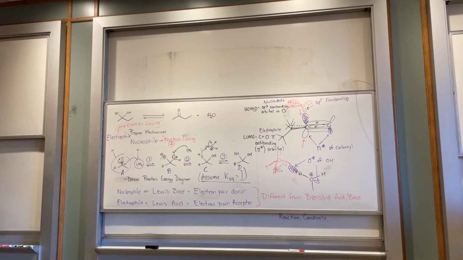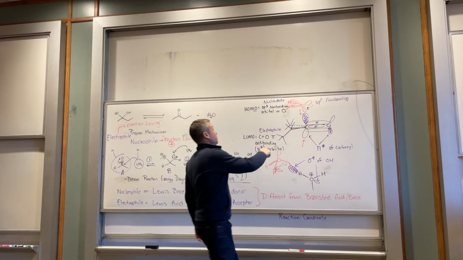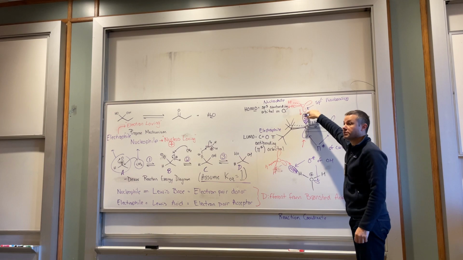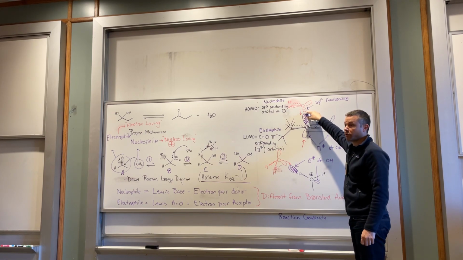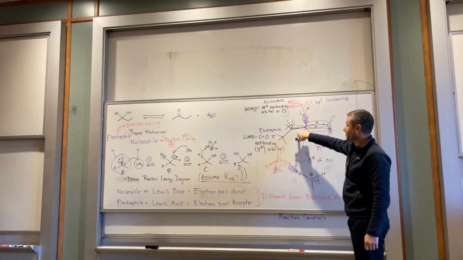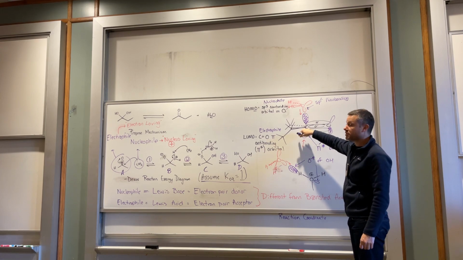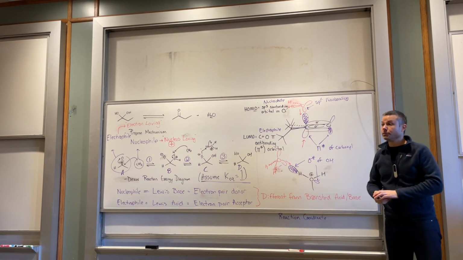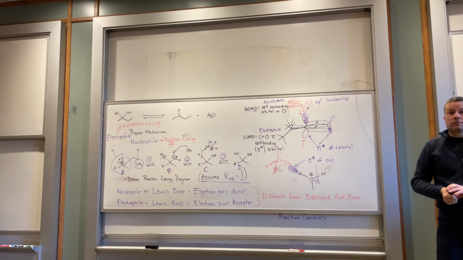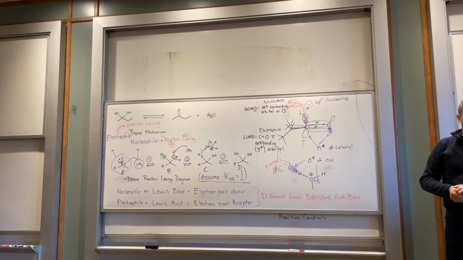Yeah, correct. So you said HOMO is always a nucleophile? HOMO is always the nucleophile, right? Because that's the molecule that's donating the electrons. And so that's where the electrons are coming from. The electrophile is the molecule that's accepting the electrons, so that's where they would be going to. Other questions?